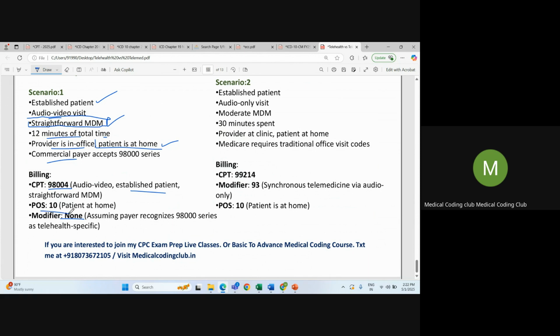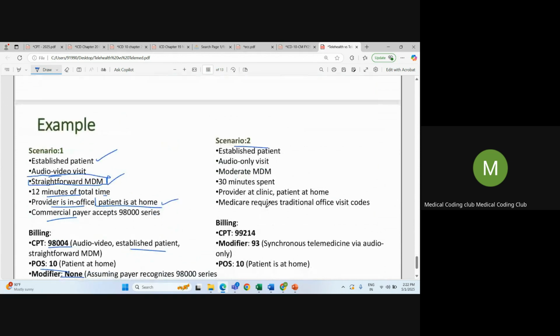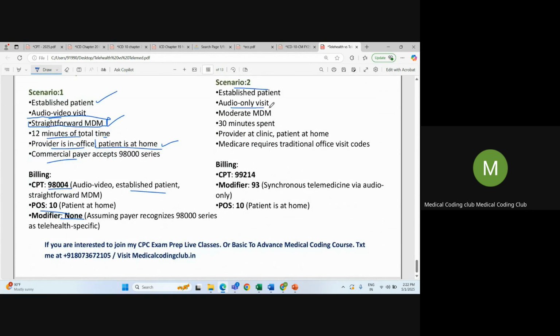So you can utilize POS as 10. And second scenario, here established patient, audio only visit, not audio plus video, only audio visit. Moderate MDM, 30 minutes they have spent. Provider at clinic, patient at home. And Medicare requires traditional office visit. So here patient is having Medicare as their insurance payer.